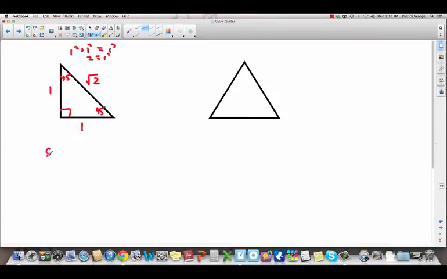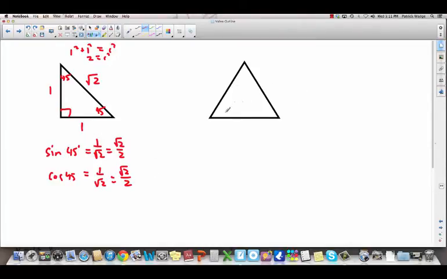Now you can get your sine and cos. Sine 45 equals opposite 1 over hypotenuse, √2. If you want to rationalize the denominator, it would be √2/2. And cosine 45 equals adjacent 1 over hypotenuse, √2. Oh, it's the same thing, √2/2. Okay. How about this one?